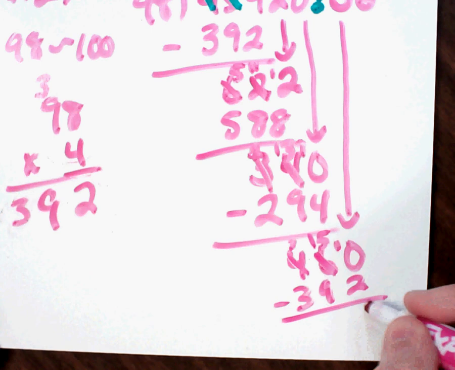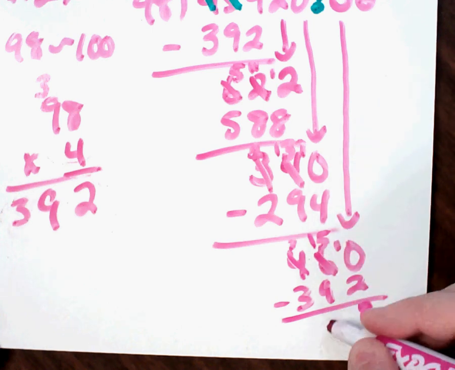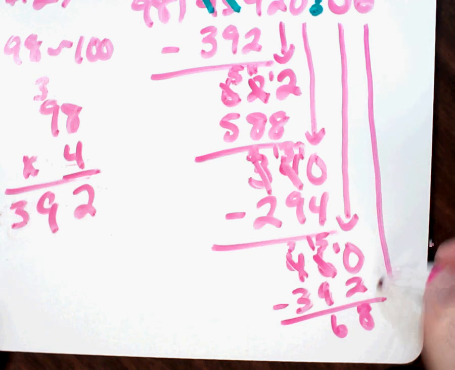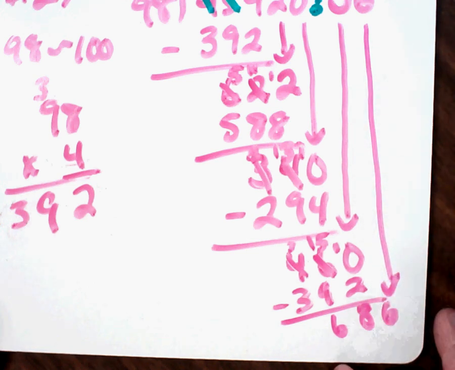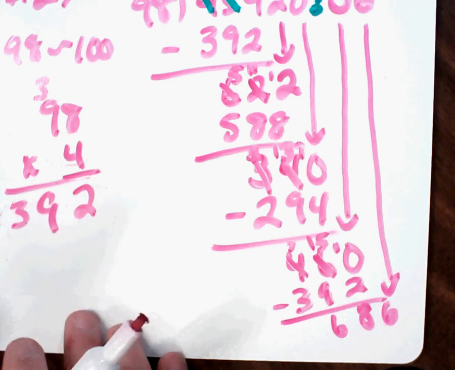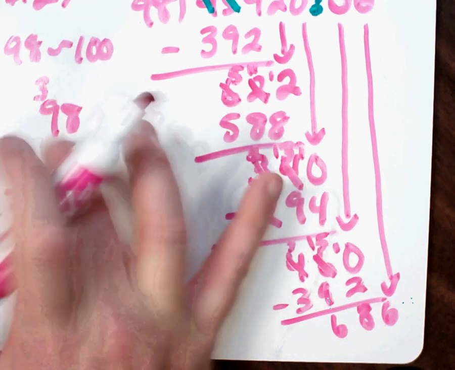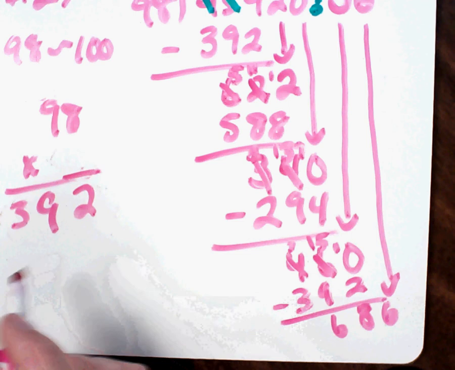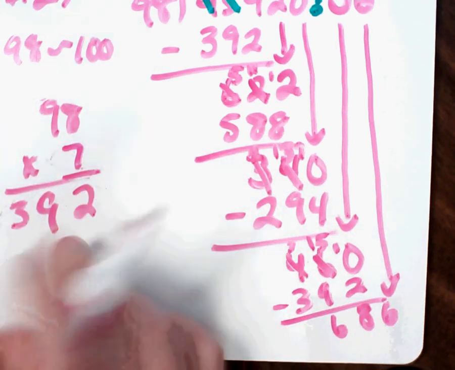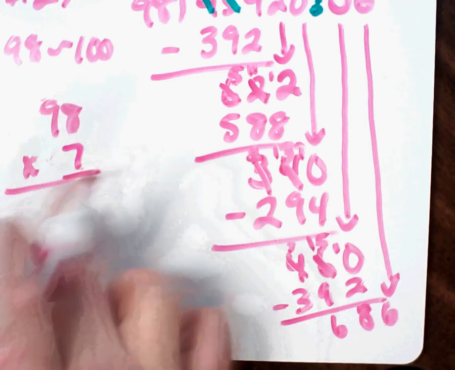Ten minus 2 is 8. 15 minus 9 is 6. So we've got 680. Pull our 6 down. We've got 686. That's close enough to 700 that I'm going to guess. I'm going to estimate here that it's 7. And we'll just see what we get.